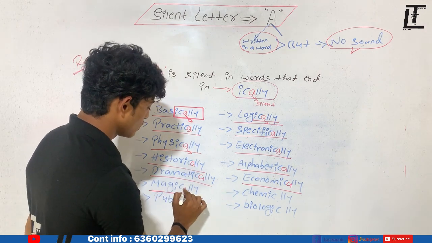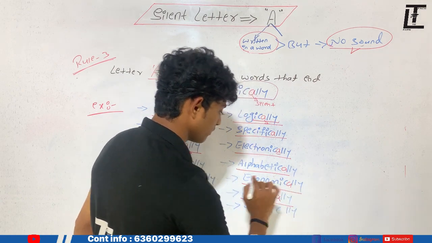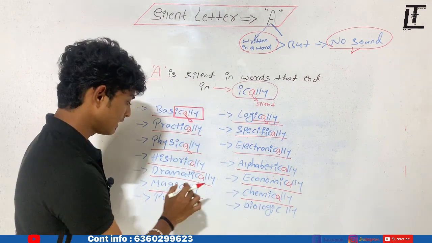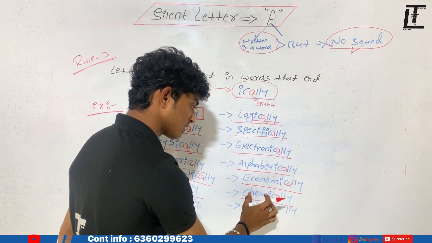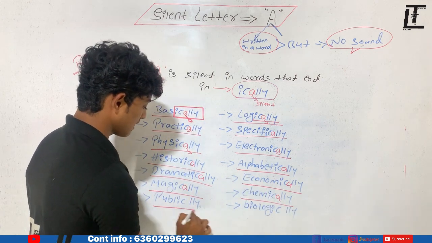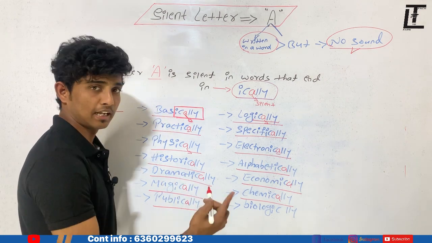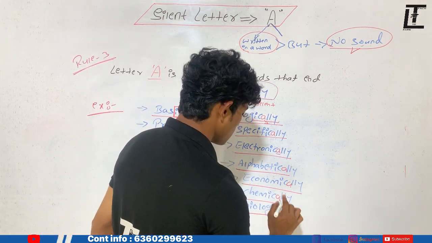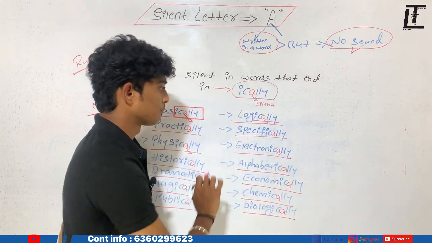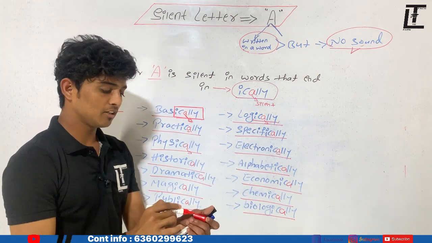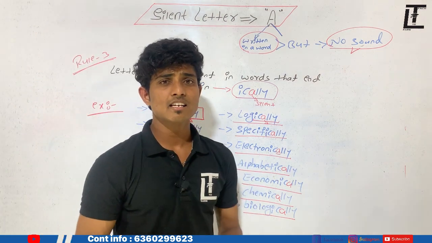We pronounce this as magically, and chemically, without the A. What is this word? Publicly, not with the A. And here we pronounce this as biologically, not with the A.